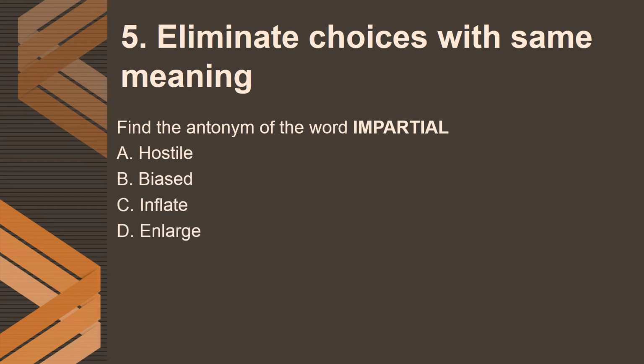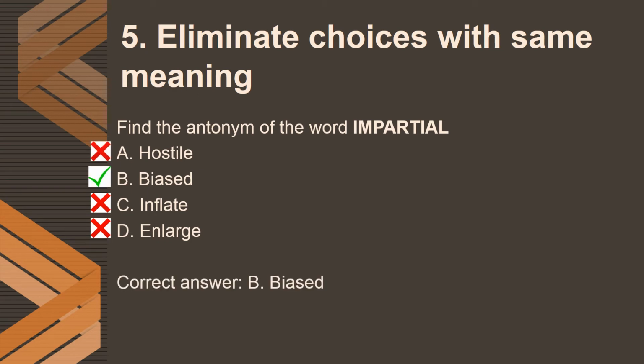Here, inflate and enlarge are synonymous and hence can be eliminated. Now we are left with only two options, which are hostile and biased. And it becomes much easier for us to guess the right answer, which is biased. This tip holds true for both antonyms and synonym questions.